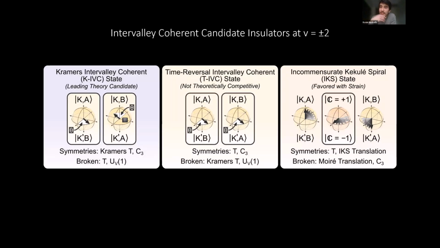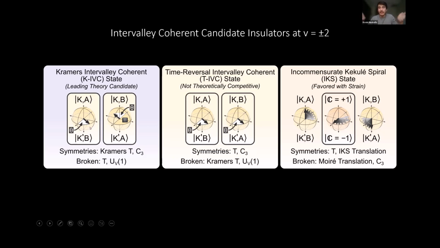A series of candidate insulating states at nu equals plus or minus 2 that are intervalley coherent include things like the Kramer's intervalley coherent state, or so-called KIBC state. In numerics, this is believed to be the leading theoretical candidate and is predicted by many people to be the most likely ground state at nu equals plus or minus 2.